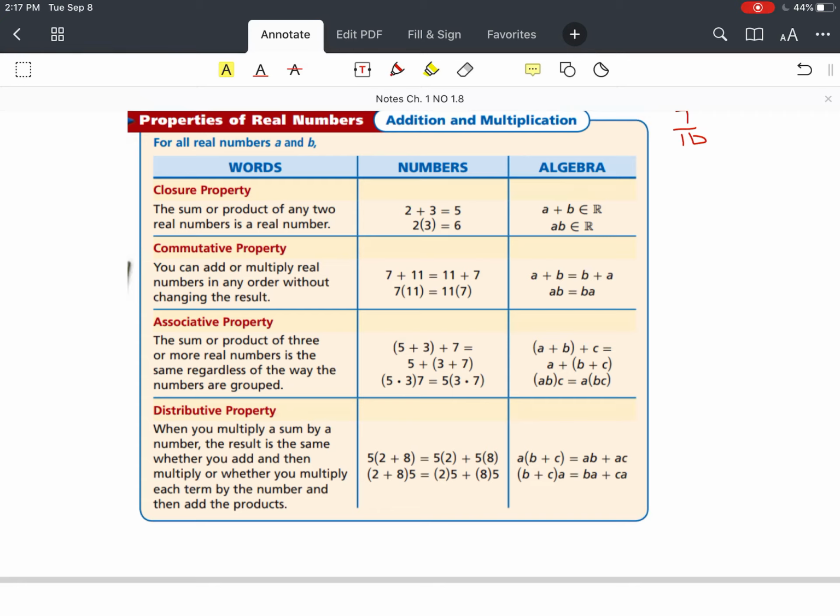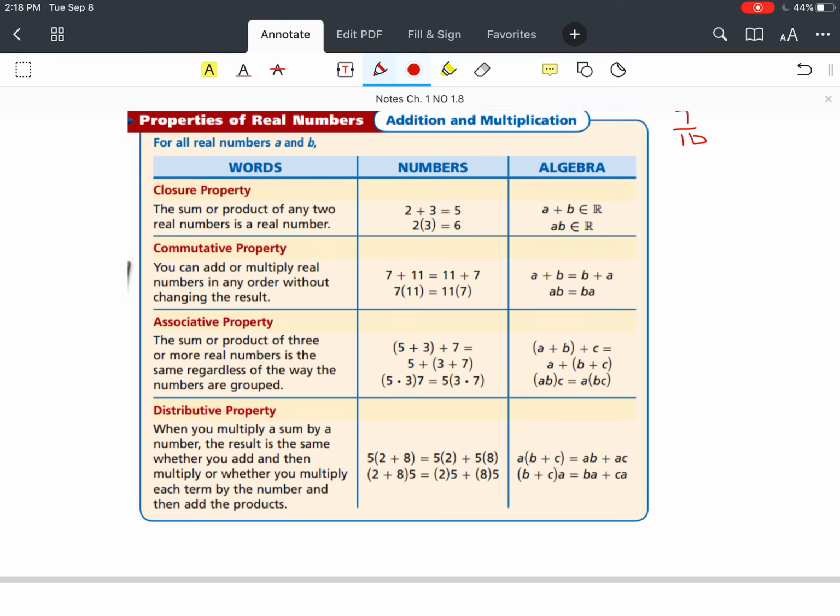The commutative property is that you can add or multiply numbers in any order and you'll still get the same answer. So you know that 7 plus 11 is the same as 11 plus 7. 7 times 11 is the same thing as 11 times 7. You can change the order without changing your answer for multiplication and addition. The associative property uses these parentheses. It says you can group the parentheses for an all addition problem or an all multiplication problem, and it's not going to change the answer.